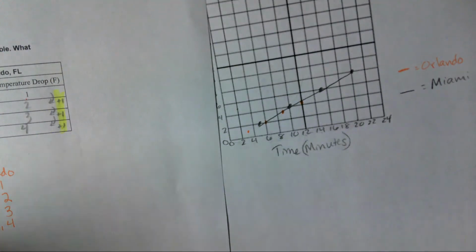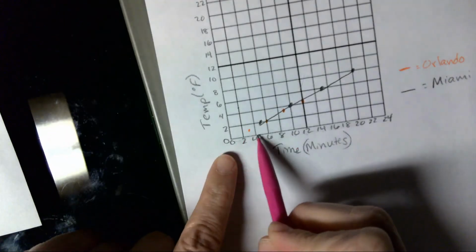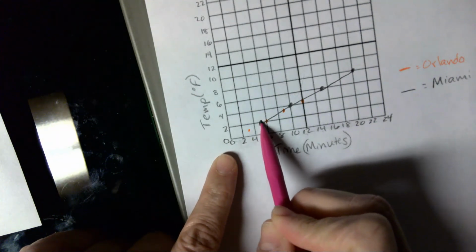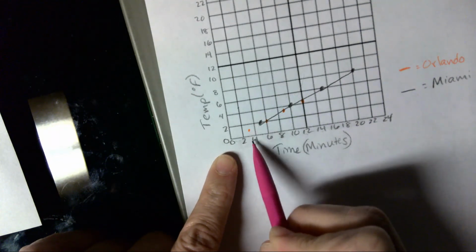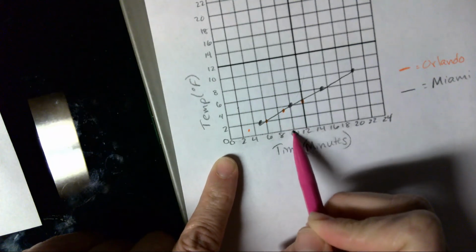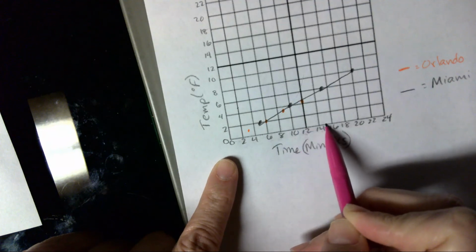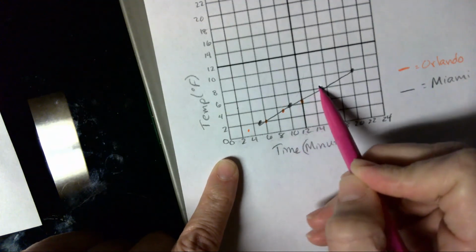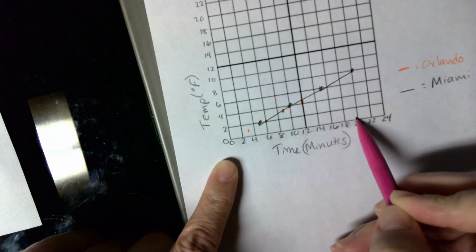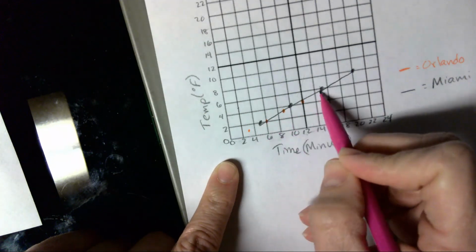So I started off with Miami. Let me get my pencil here. And remember, Miami's first coordinate was 5 and 2, and then 10 and 4. So I went over 5, up 2, over 10, up 4. And that's how I did my dots. Over 15, up 6. Over 20, up 8. And then I connected my lines here.